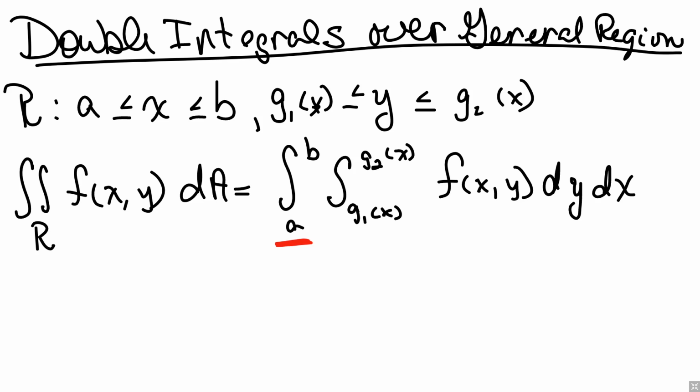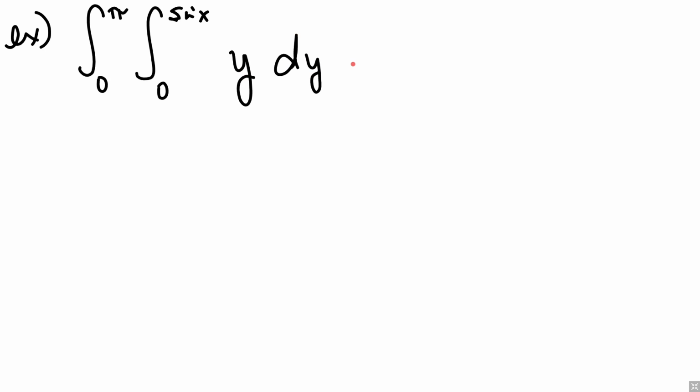All right, so the first example we're going to take a look at is the following. We've got the double integral from 0 to pi, and then the integral from 0 to sine of x of y dy dx. The first thing we want to do is sketch the region of integration.